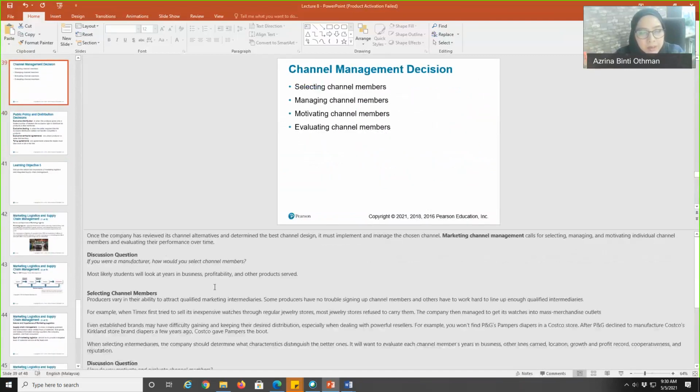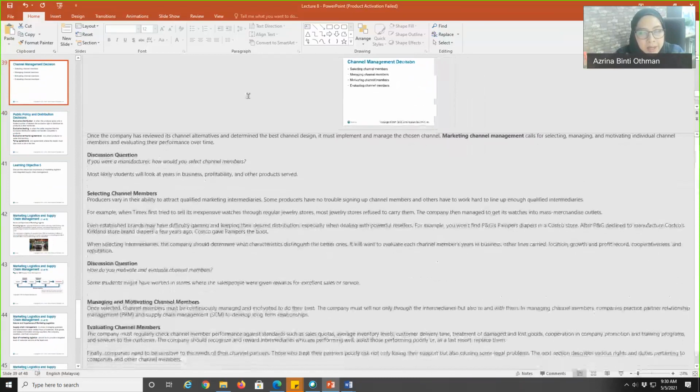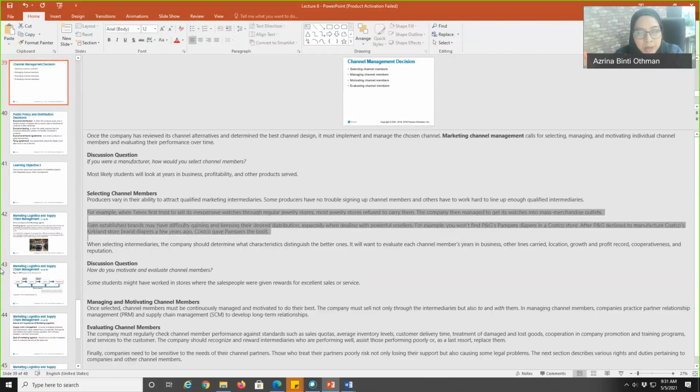Kalau select, for example, kita pergi selecting channel members. Lihat kepada qualified marketing intermediaries, mesti qualified. Kalau tak qualified, buat apa? You hire mereka. Sebab you akan bayar fees ataupun bayar dia punya gaji, salaries kan. So we need to make sure that they work with enough qualified intermediaries. For example, you boleh baca example Timex ni. Example how they select good channel members.